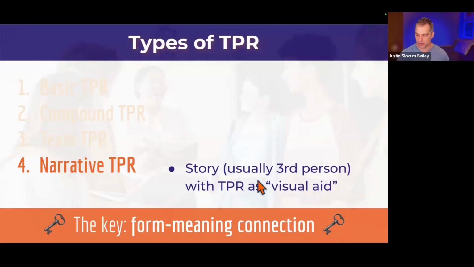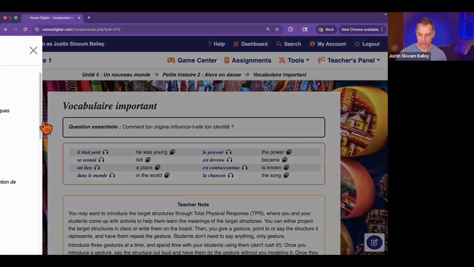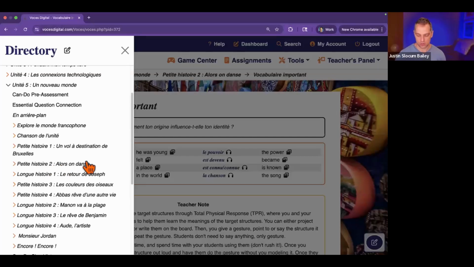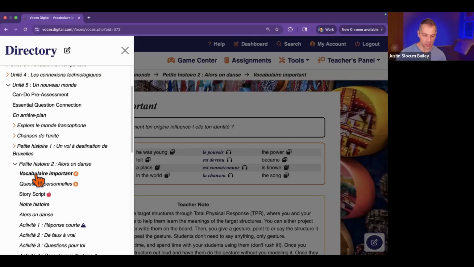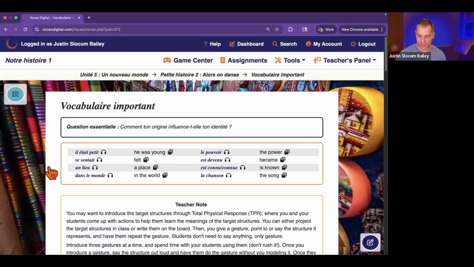I might actually have this pulled up here. Yeah. So here I am logged in, and I can show you all this later in more detail as well. But if I'm logged into a Voces title and I go in the directory to one of the stories, in this case, I chose Petite Histoire 2, Alors on danse, which is one of the stories in the French 2. If I click that to expand the elements of that story, then the very first one will be Vocabulaire Important, in Spanish, Vocabulario Importante. And when I click that, it will show me what's the key vocab for that story.